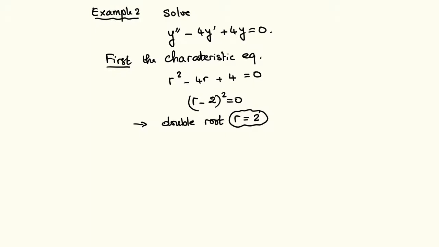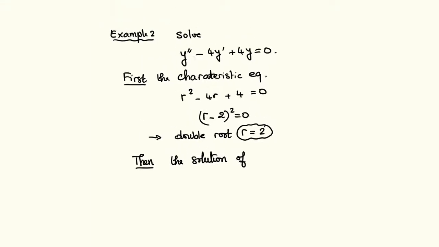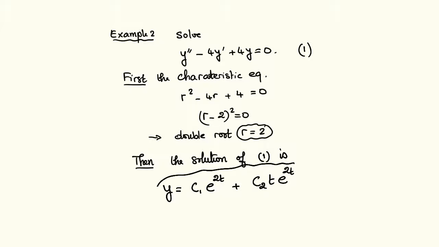Because the characteristic equation has a double root, then the solution of the ordinary differential equation number 1 here is y equal to c1 e^t plus c2 t e^t. So that will be the general solution of equation 1 in this case.